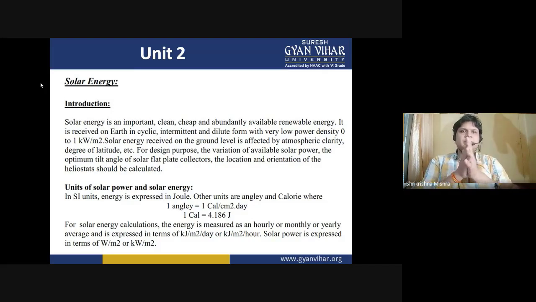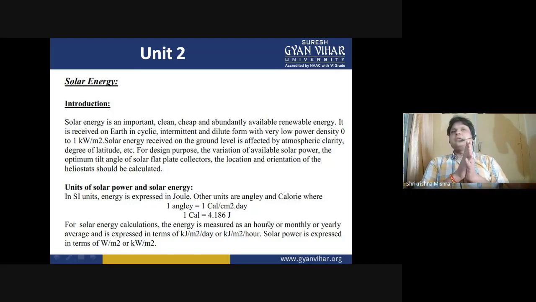Energy is measured as an hourly, monthly or yearly average, and it is expressed in terms of kilowatt per meter square per day or kilowatt per meter square per hour. Solar energy is expressed in terms of kilowatt per meter square.